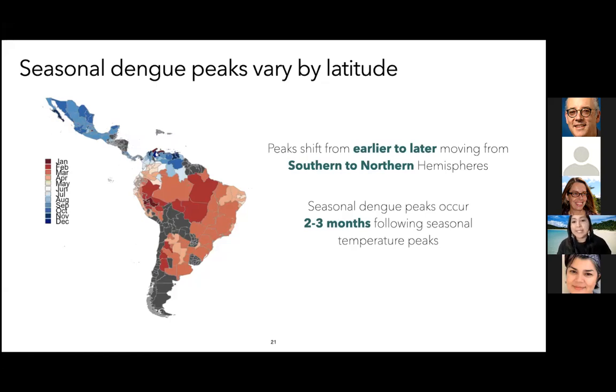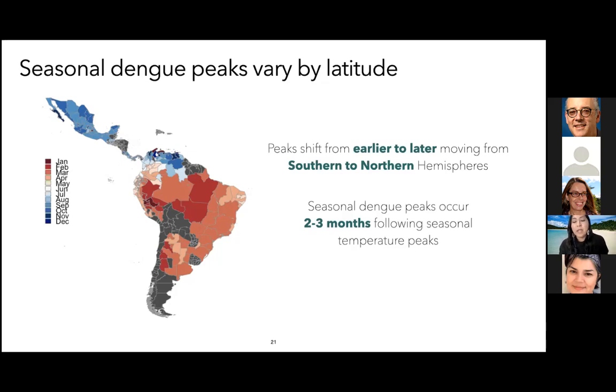And what really stands out here is this noticeable shift in the timing, showing that in the Southern Hemisphere, we tend to see dengue peaking in months between January and May. And then as you move past the equator, which makes sense in terms of the change in climate and seasonality that we might expect, we see the shift moving into the June to September months that we see dengue peaks occurring in the Northern Hemisphere.